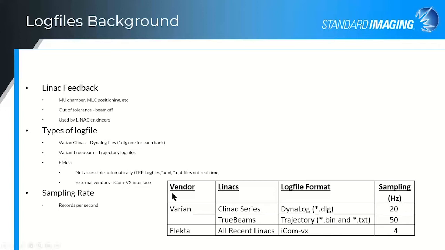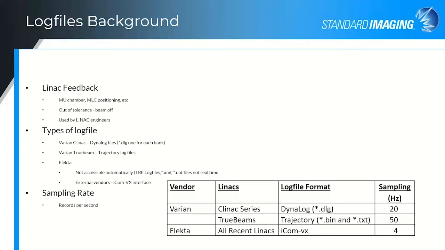The sampling rate, meaning the records per second for different log files, varies. And in this chart, I give a summary of the sampling rate. The older Varian Clinac series samples at 20 records per second and saves Dynalog files. The Varian TrueBeam samples at 50 records per second and saves trajectory log files. And Elekta provides slightly different recording options.